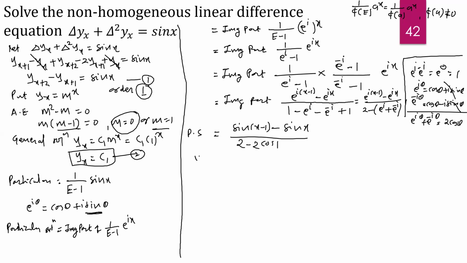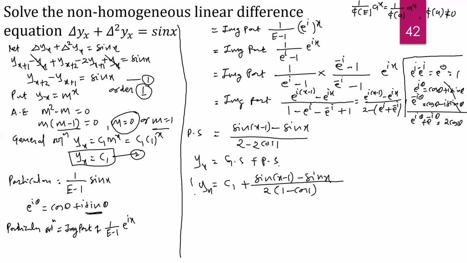Then the complete solution, y_x, is equal to general solution plus particular solution, that is c1 plus [sin(x minus 1) minus sin x] divided by 2(1 plus cos 1). So this is the required solution of the given non-homogeneous linear difference equation.